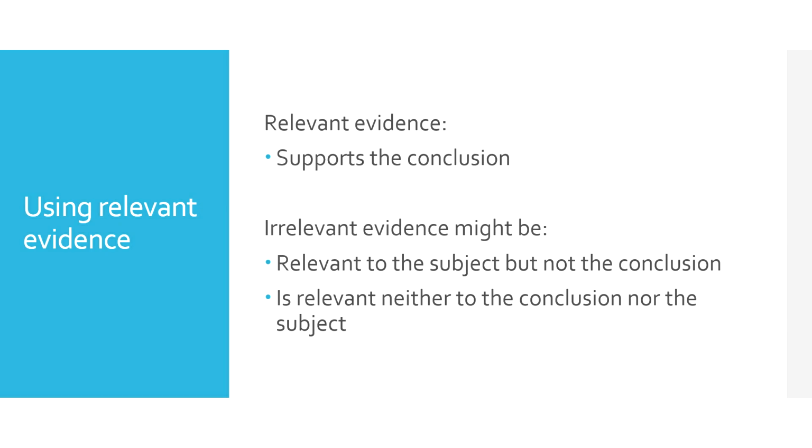Now, using relevant evidence, what we would like our evidence to do is to support the conclusions that we make in our writing and in our research. Irrelevant evidence might be relevant to the subject but not to the conclusion, or relevant neither to the conclusion nor the subject. And you can try to avoid these types of evidence in the planning of your assignment.